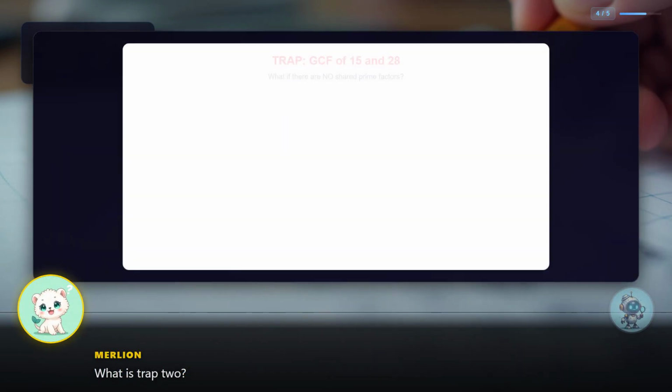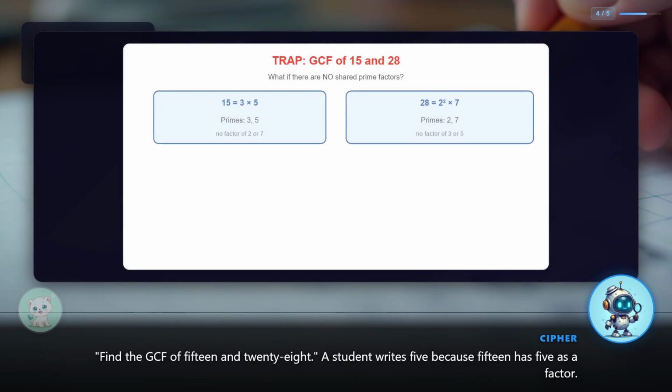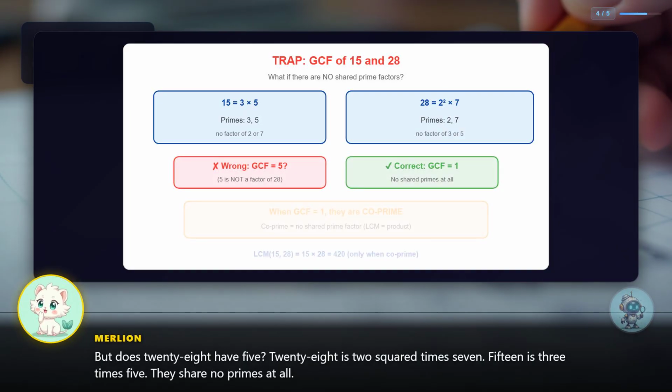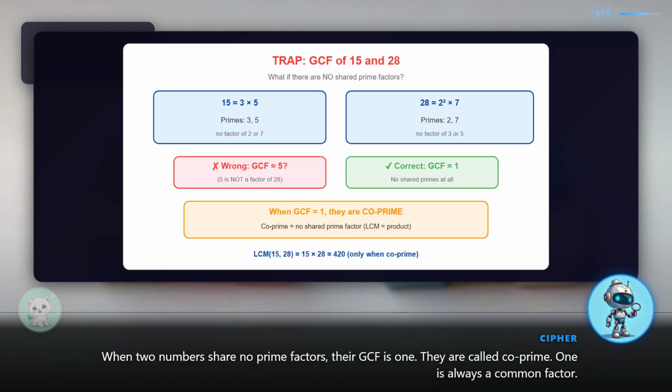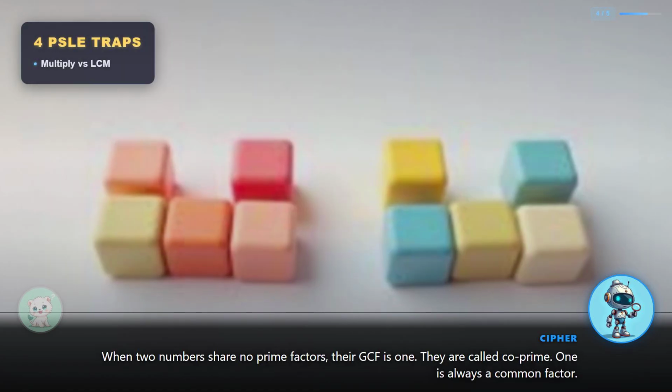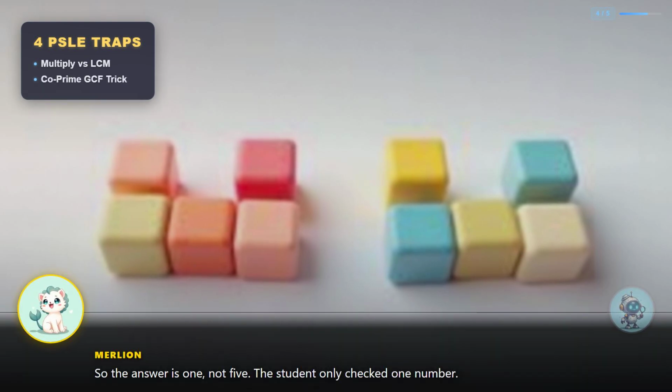What is trap 2? Find the GCF of 15 and 28. A student writes 5 because 15 has 5 as a factor. But does 28 have 5? 28 is 2 squared times 7. 15 is 3 times 5. They share no primes at all. When two numbers share no prime factors, their GCF is 1. They are called co-prime. 1 is always a common factor. So the answer is 1, not 5. The student only checked one number.